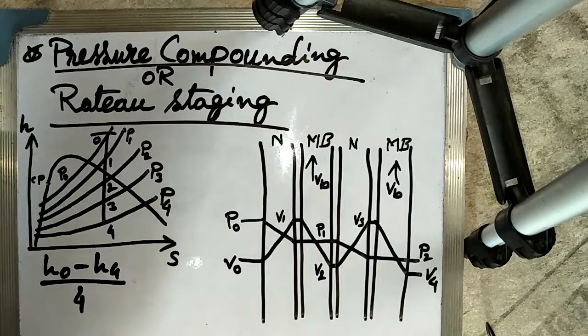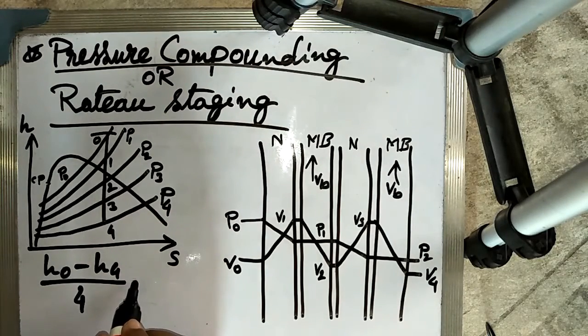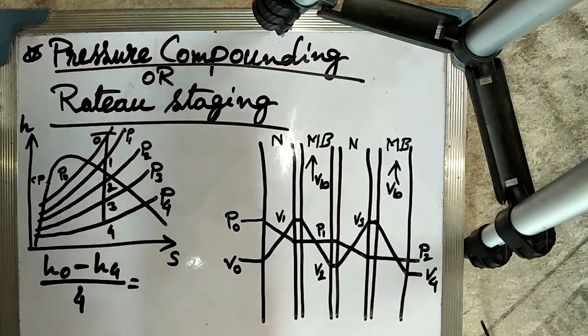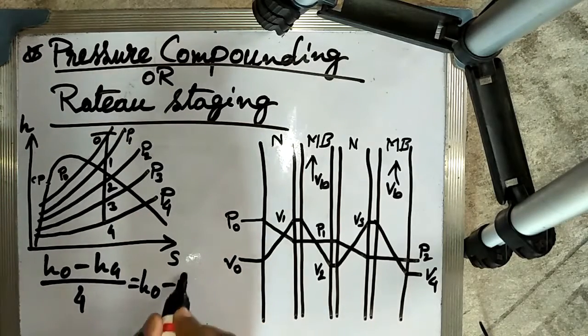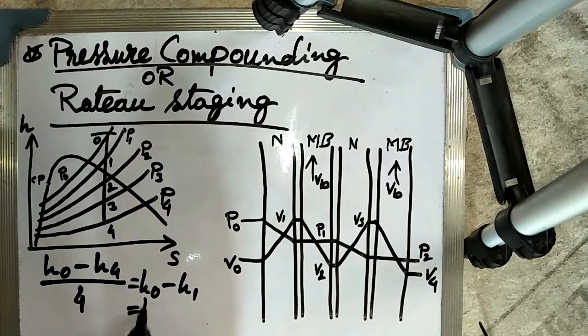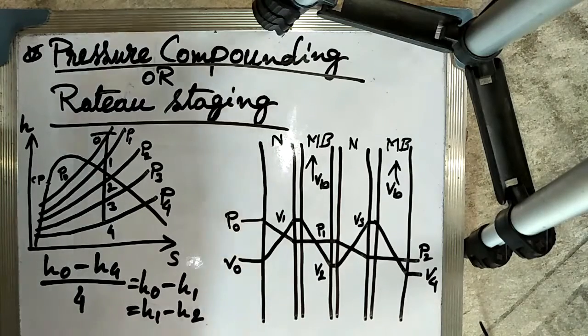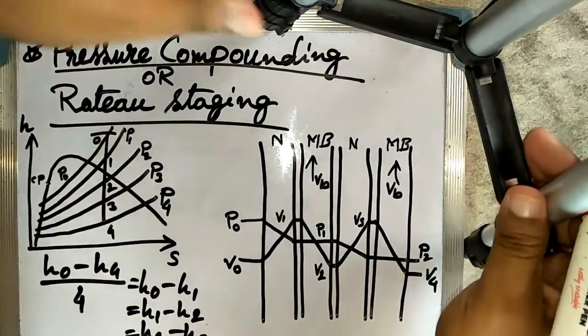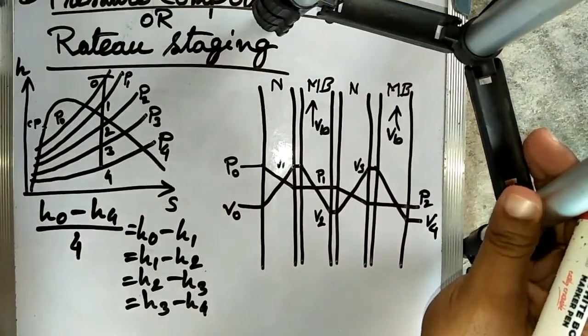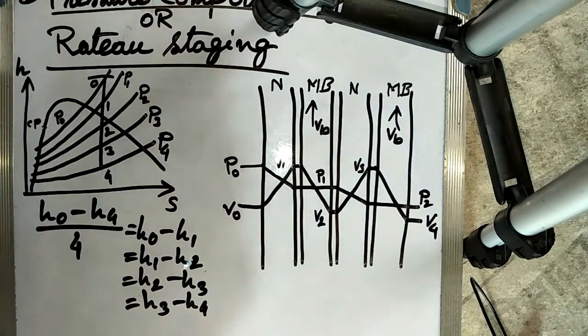In each stage the enthalpy drop is, for the first stage H0 minus H1, for the second stage H1 minus H2, similarly for the third stage H2 minus H3, and for the fourth stage H3 minus H4. These are the enthalpy drops in the four stages, and together they equal H0 minus H4.